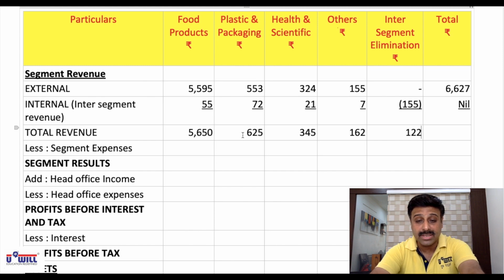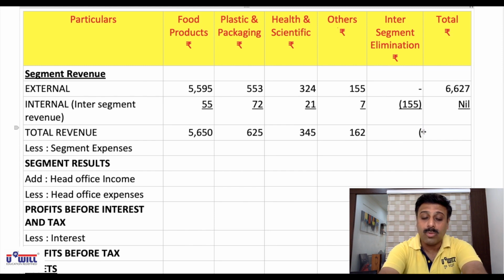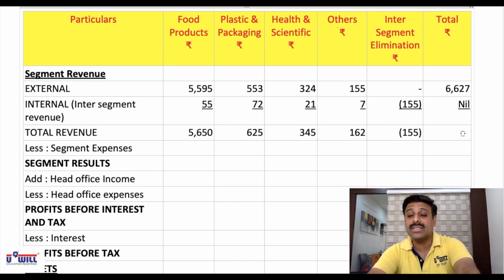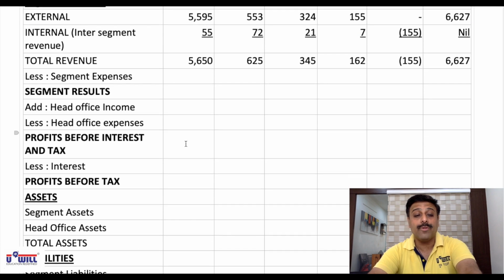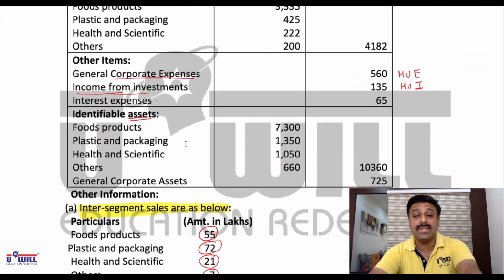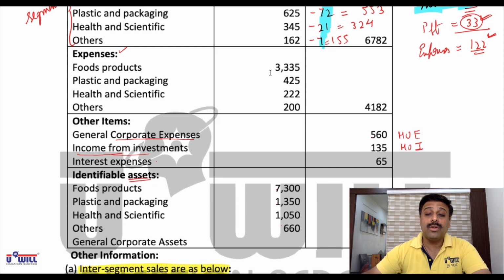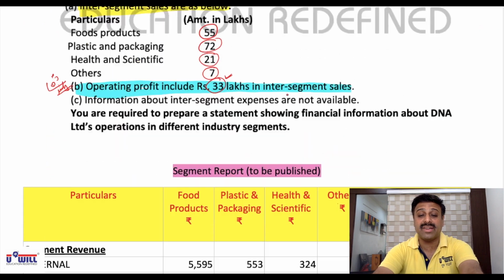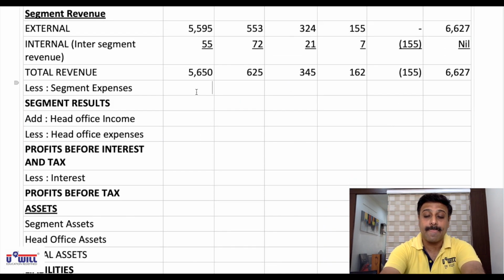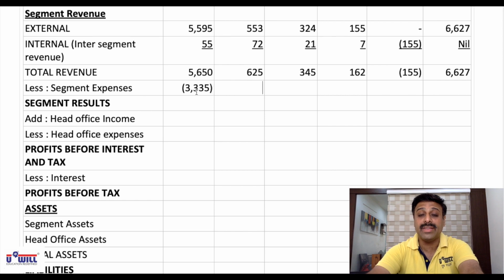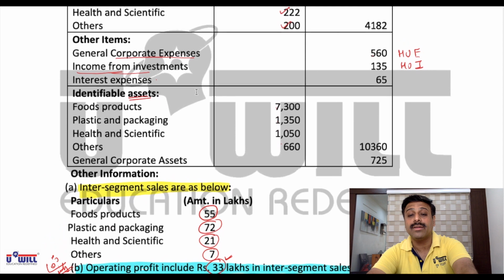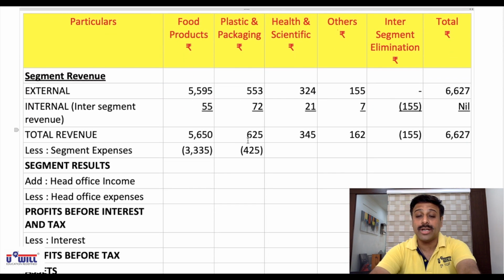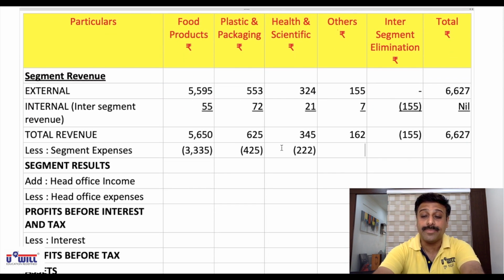122. Now here in expenses, okay, revenue we have to eliminate 155 only. So what is the total? We'll get 6627. Now from that segment expenses, what we have to minus? They are given in information over here. Food products is 3335, 425, 222 and 200. So write down 3335 segment expenses in bracket. 3335, then 425, then 222 and 200.